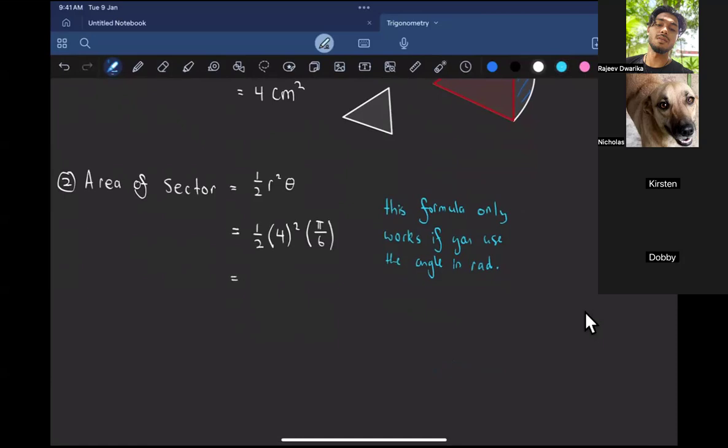So, Nicholas, I want your calculator to be in degrees. Send a picture in the chat. Kirsten, I want your calculator to be in radians, and I want you to send the answer in the chat. Plug this into the calculator. Dobby, you could work it in degrees or radians. Do you know how to put your calculator in radians mode? You have a Casio. Check the video I sent in the chat and see if you can change it.